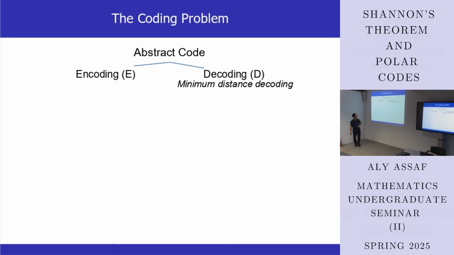So now let's also introduce some abstract code. We don't care what it is. This is an example of the repetition coding we did at the very beginning. We have some encoding function, we have some decoding function. More specifically, the decoding function is minimum distance decoding, which you'll understand shortly.